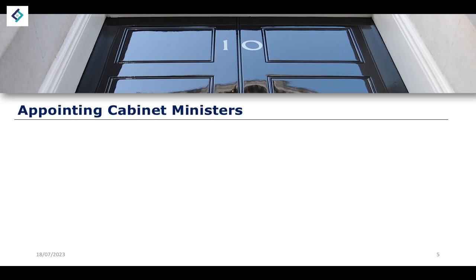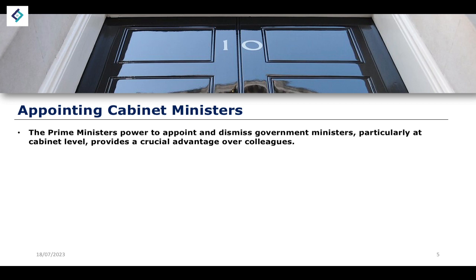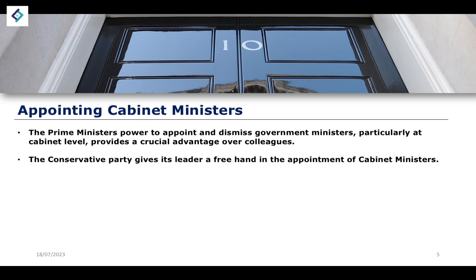When it comes to appointing cabinet ministers, the Prime Minister's power is essentially uncontested. They have the power to appoint and dismiss government ministers, particularly at the cabinet level. This provides the Prime Minister with a significant and crucial advantage over other colleagues. Whereas other cabinet ministers are equal amongst each other, the Prime Minister has the power to dismiss them, which is not a power that they have over each other.